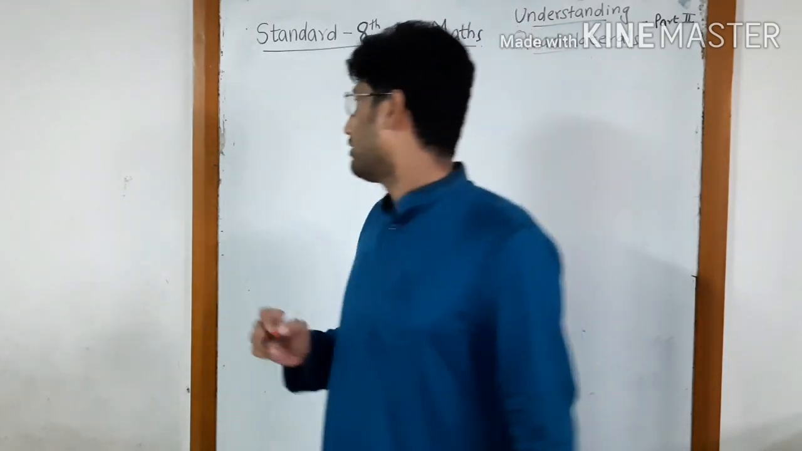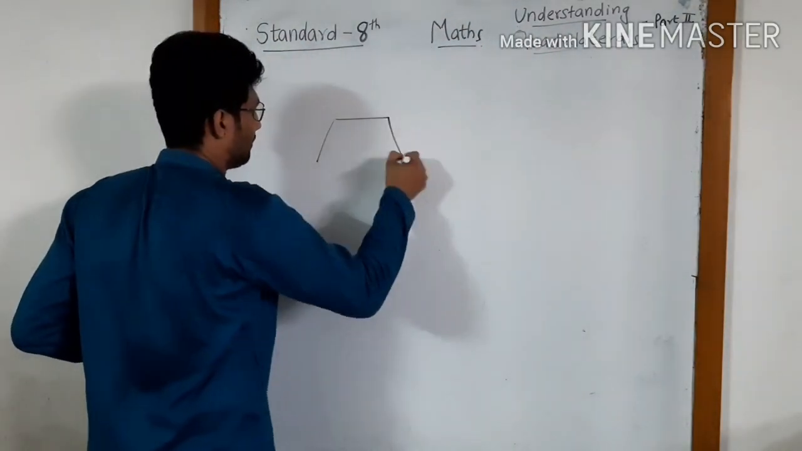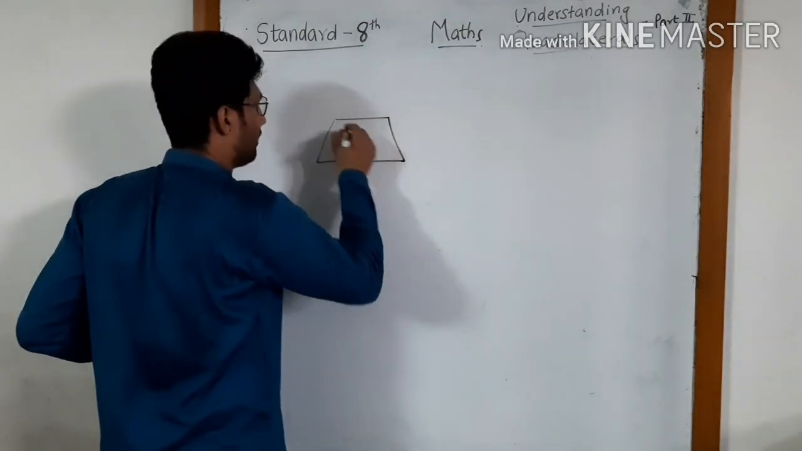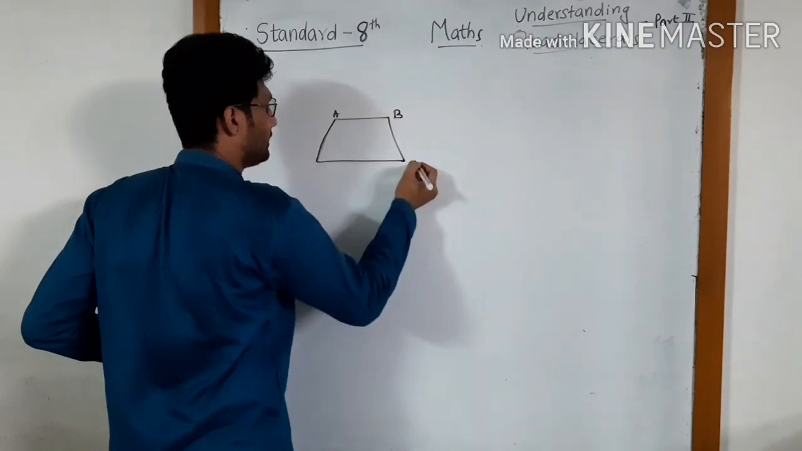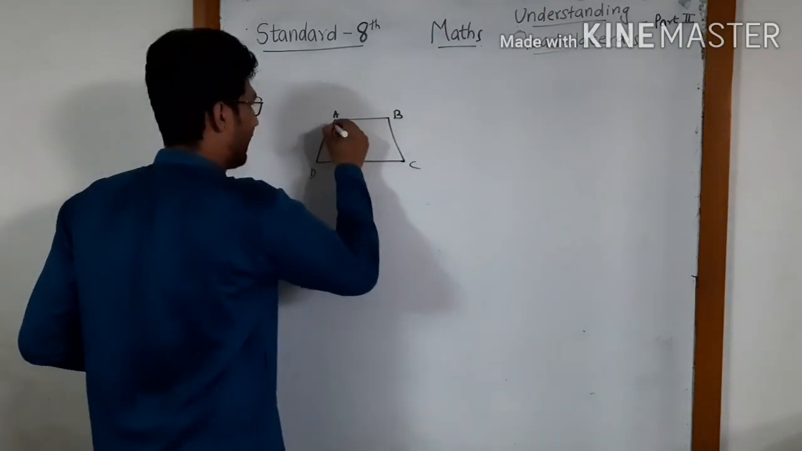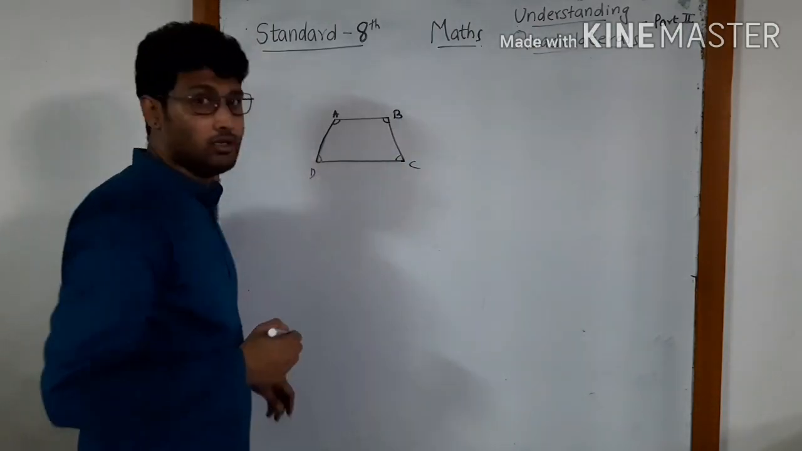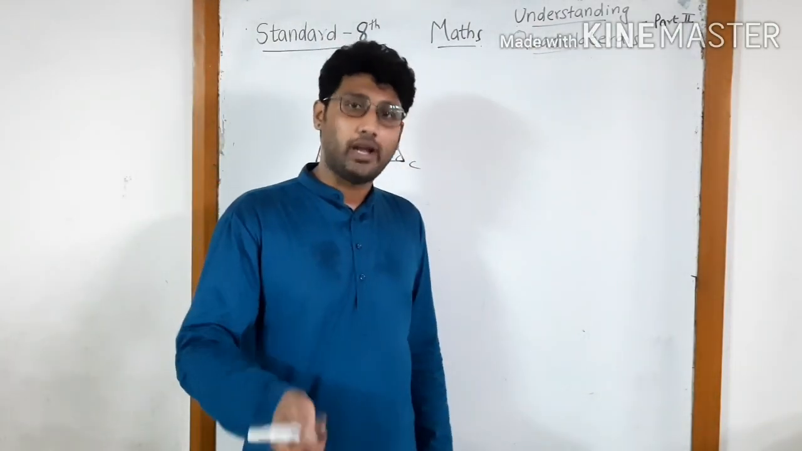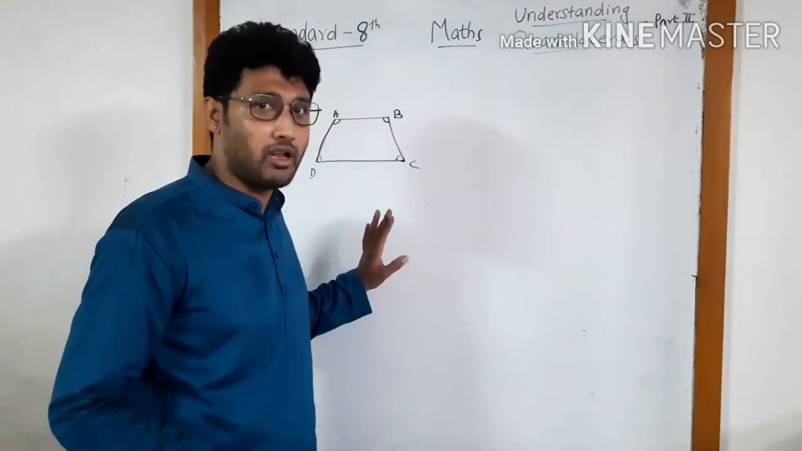You know that a quadrilateral has 4 angles. Suppose this is a quadrilateral and I have A, B, C, D. I have angle A, angle B, angle C and angle D. So today we want to find out what is the angle sum property of a quadrilateral.